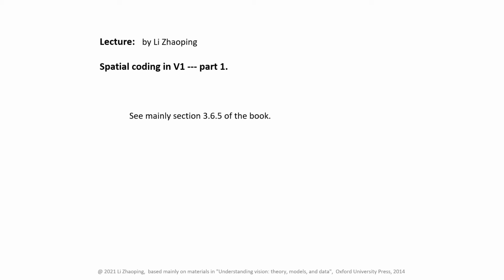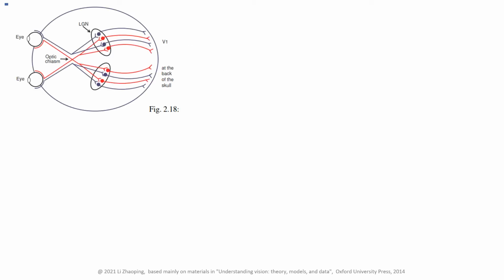Spatial coding in V1. V1 is at the back of the brain. This is the brain looking from the top, and it's also called the primary visual cortex. These are the two eyes, left and right eyes, and the retinal ganglion cells will send their outputs to V1 via an intermediate structure called the lateral geniculate nucleus.